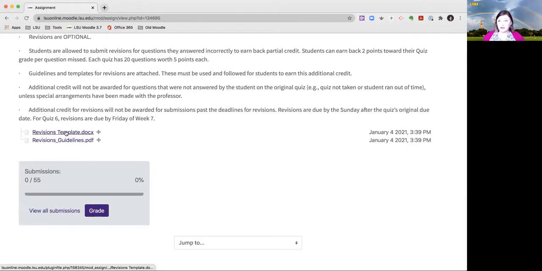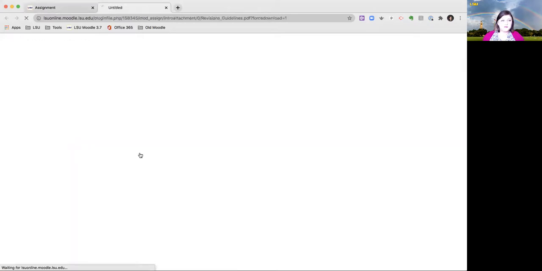So there is a template and there are guidelines. I'm going to click on the guidelines first.